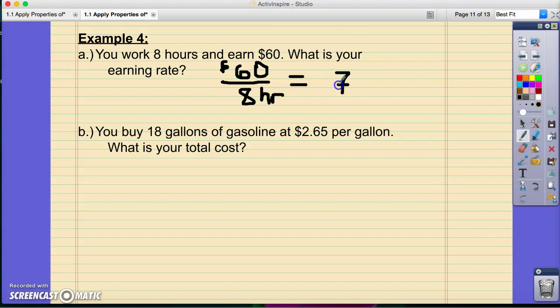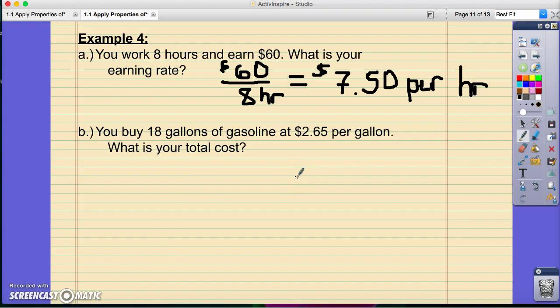So $7.50 per hour. Per is division. I'm just going to write HR just because my writing skills are not great yet. So $7.50 per hour. All right, so some of these problems are common sense.